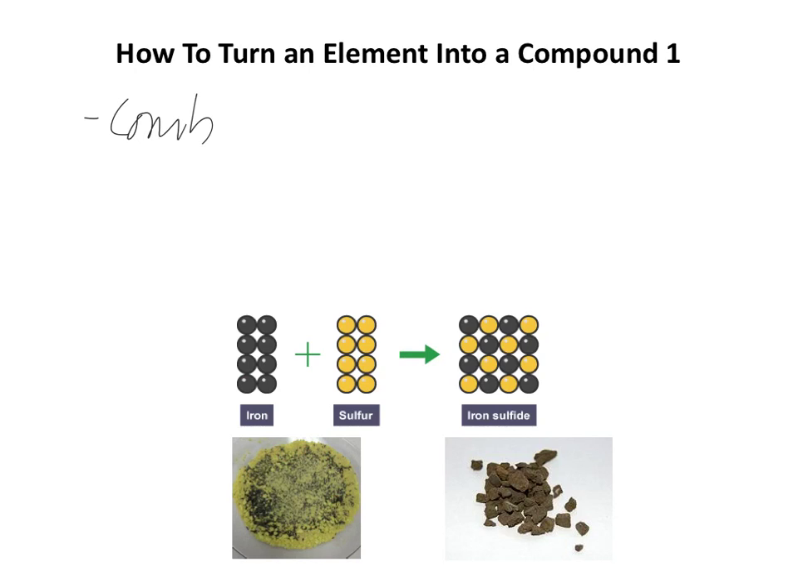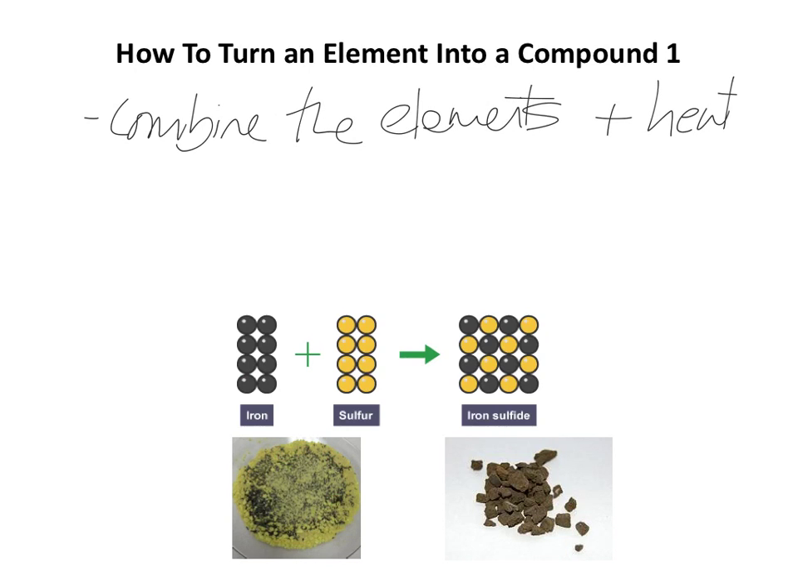Now, quite often all we need to do to turn an element into a compound is to combine the elements and heat them. And that's all we do here. We take the iron and the sulfur mixture, put it in a test tube, and we heat it.